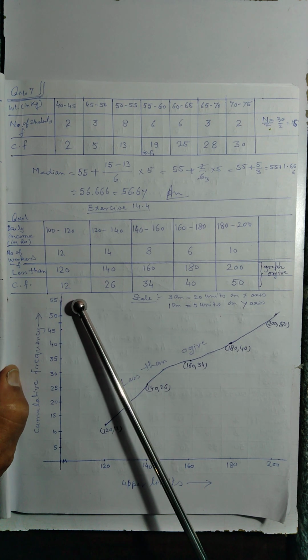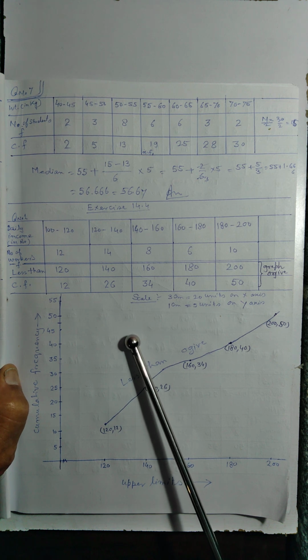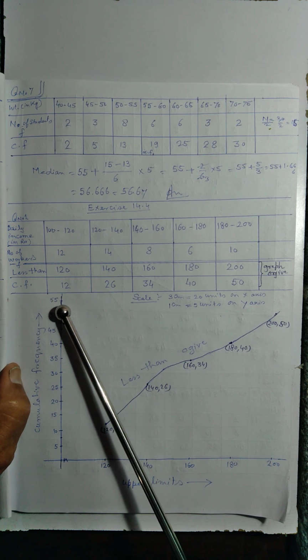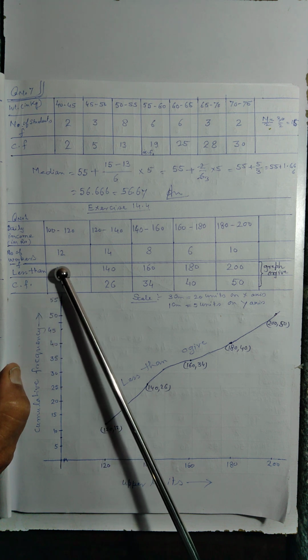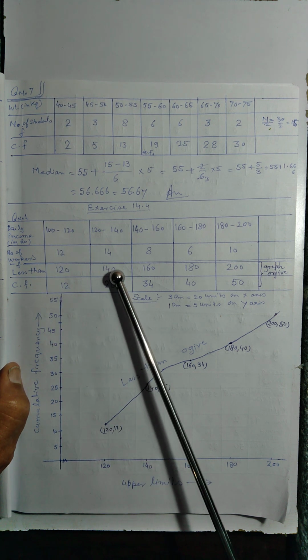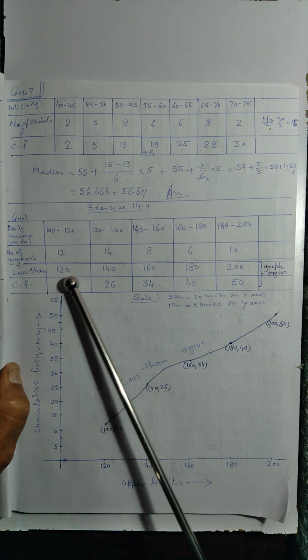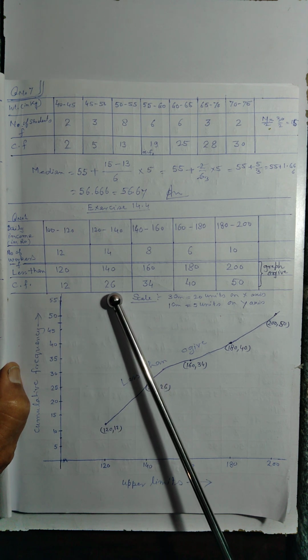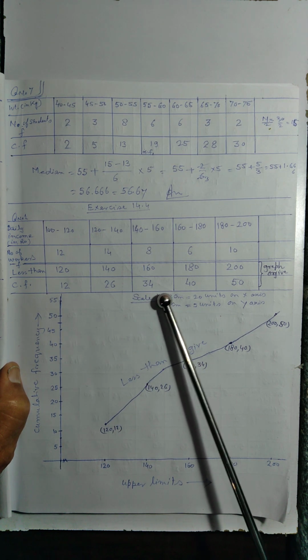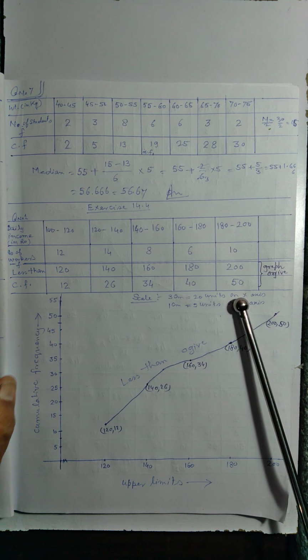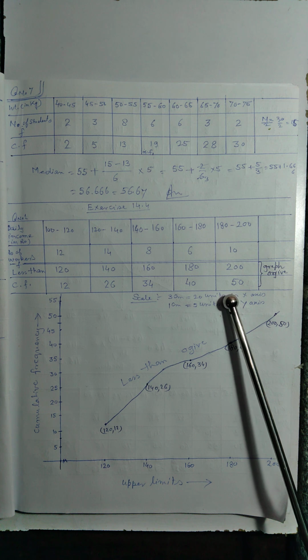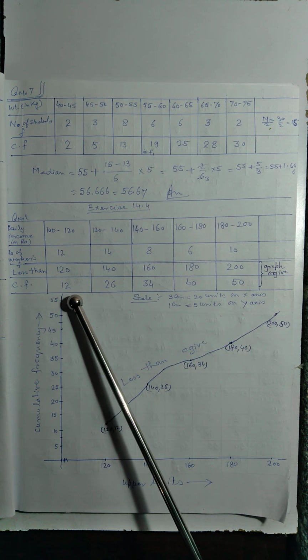Now we have to draw the graph. So first of all, you just find out the cumulative frequency. You see the 12, 26 means 12 plus 14, 26, 26 plus 8, 34, 34 plus 6, 40, 40 plus 10, 50. In this way, we have got the cumulative frequency.